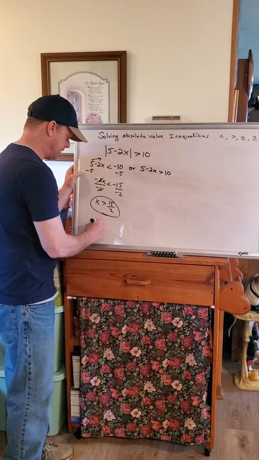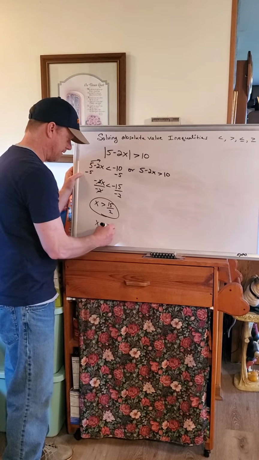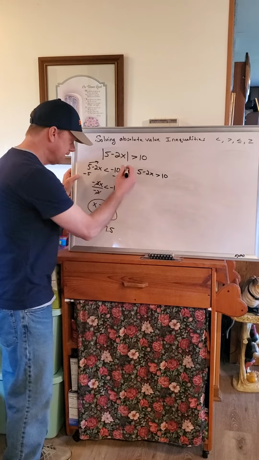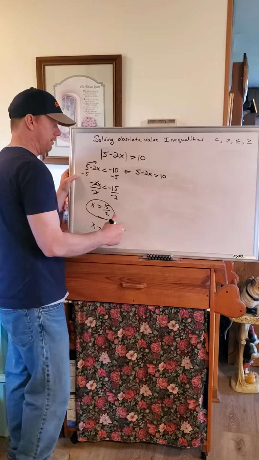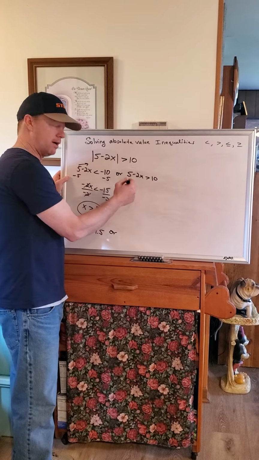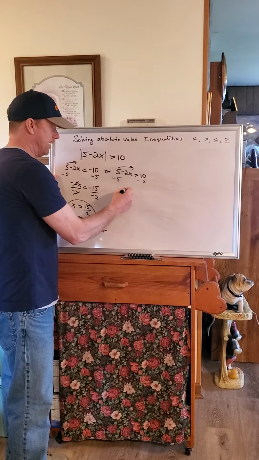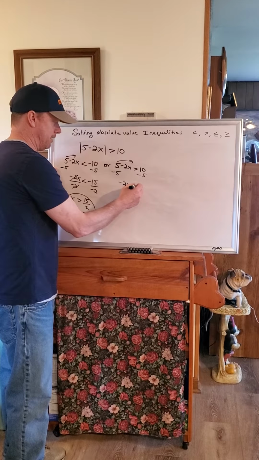15 halves is also 7.5 as a decimal. If you want to write that, it's fine. Same thing to me, I don't care. So, or, now we go over here to this side. We have to solve this side as well. Move the 5 over, minus 5, minus 5. Negative 2x is greater than 5.